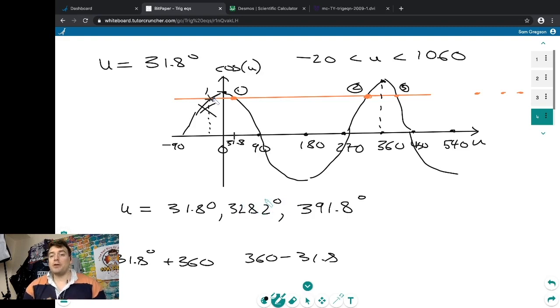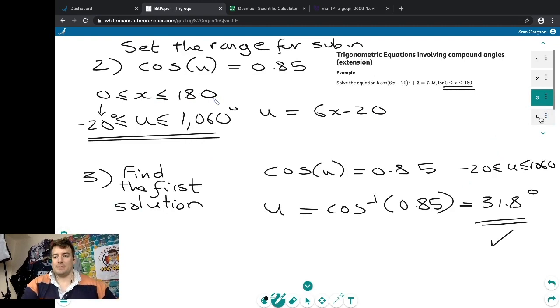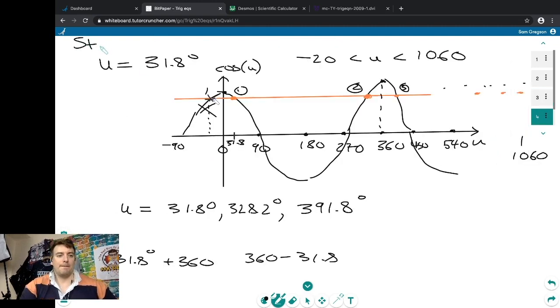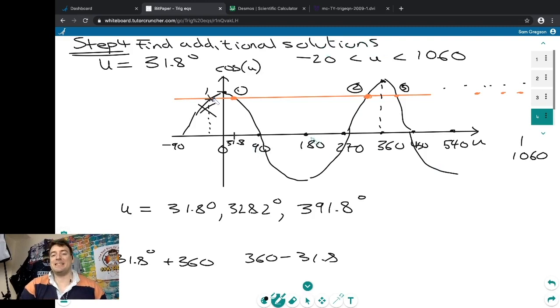So those are our first 3 solutions. If we were doing this super seriously in an exam, we would keep going until we hit the range of 1060, because there's more solutions out here. But I just want to show you how we've done this. So step 4 is to find the additional solutions. For that, we use the periodicity of the cos or sine or tan graph, whatever we're dealing with, or the CAST diagram that we looked at last time.